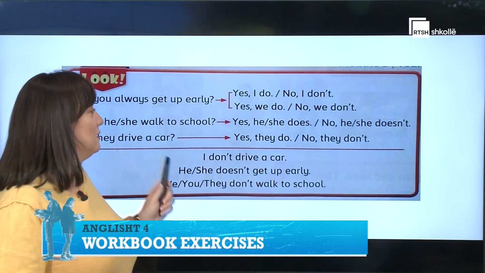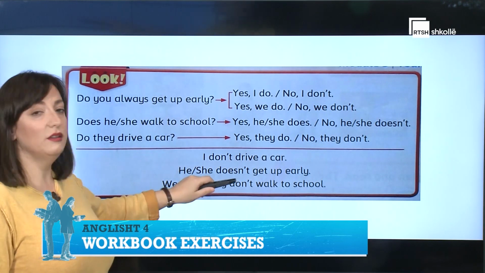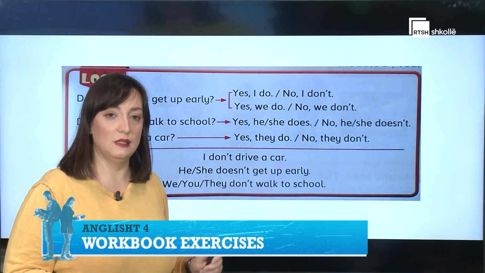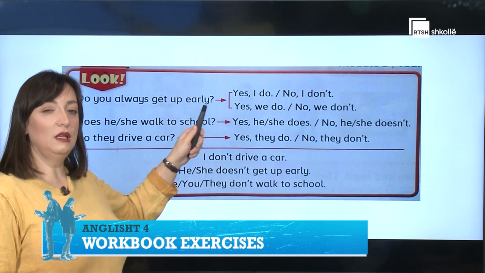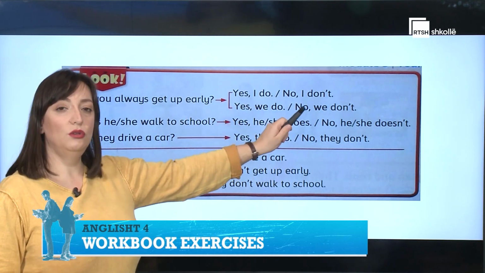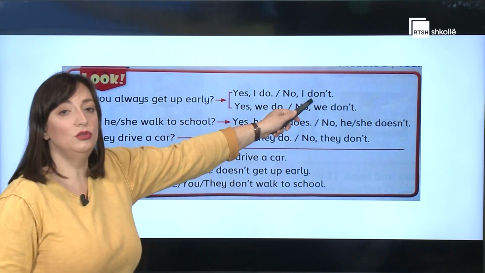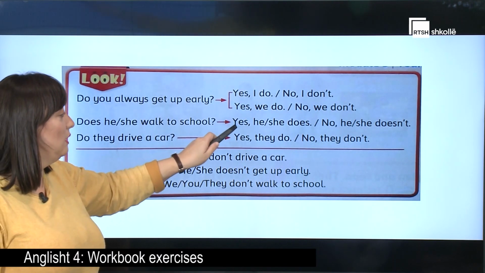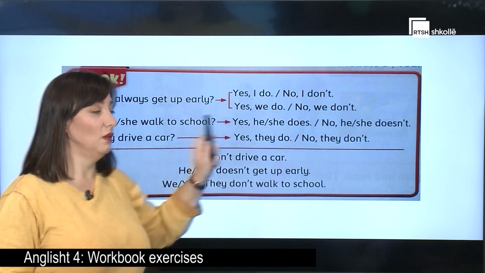We practiced the question form and the negative form of the verbs in present simple tense. Again, do you always get up early? Yes, I do. No, I don't. Do, do, don't. Good. Does he walk to school? Yes, he does. No, he doesn't.